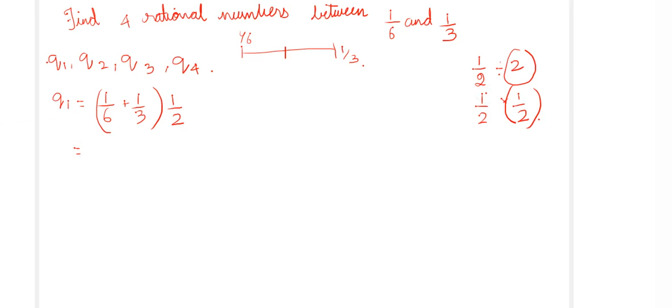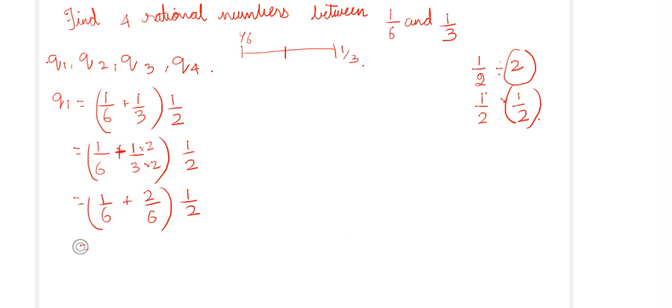Now taking the LCM, we have 1 by 6 plus 1 by 3 into 2 by 2. That is nothing but 1 by 6 plus 2 by 6, into 1 by 2. So this is 3 by 6 into 1 by 2. 3 ones are 3 and 6 twos are 12. You can even simplify: 3 ones are 3 and 3 fours are 12. So our middle term between 1 by 6 and 1 by 3 is 1 by 4.